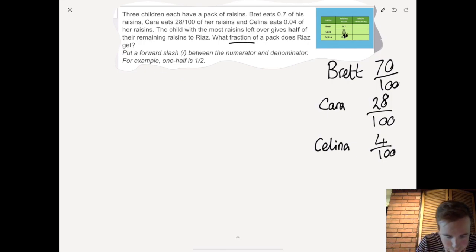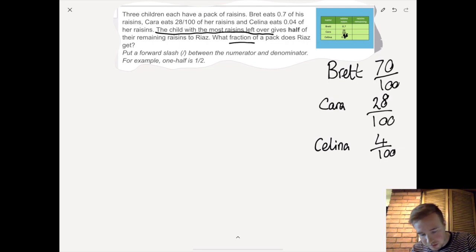So we're going to go back to the question. Because they've got the same denominator as well, I can compare them. Okay, that's the most important thing to consider. So the child with the most raisins left over gives half of their remaining raisins to Riaz. What fraction of a pack does Riaz get? Okay, so the child with the most raisins left over. This is what tricked me just a second ago, because I've got the answer here and I was thinking, I don't know how I've got to that, but it's in the wording here. It's not the child that has the most raisins, which I thought it was. It's the child with the most raisins left over.